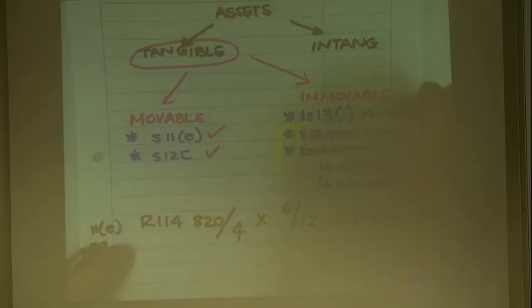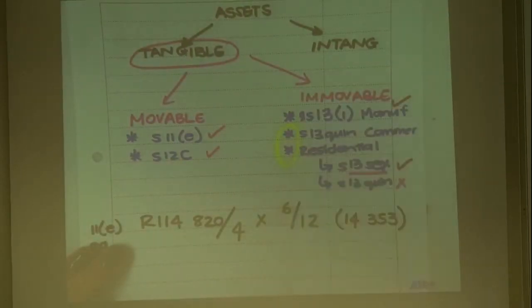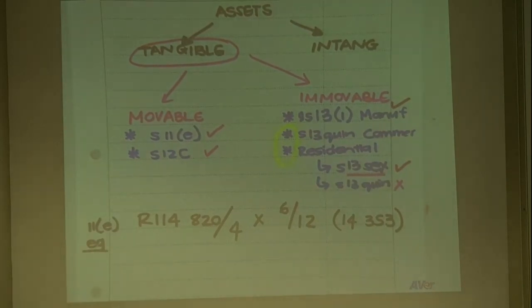Right, so let's quickly check in. We've now done 13.1, we've now done 13.6, so the only one remaining is 13 Quin, which is our commercial buildings. Right, but a very easy section. Okay, now 13 Quin came into our Act in 2007. Before that, we didn't have any allowances on commercial buildings.